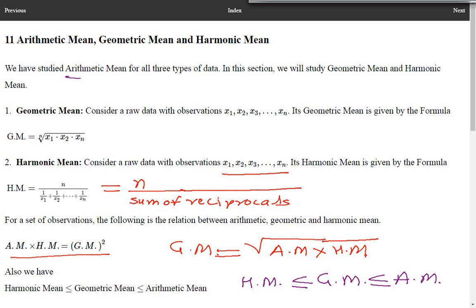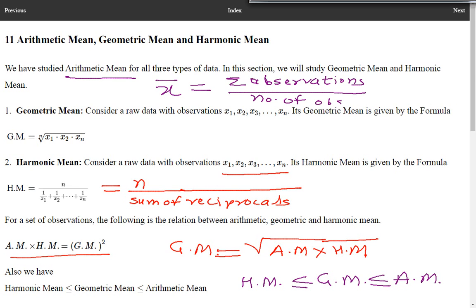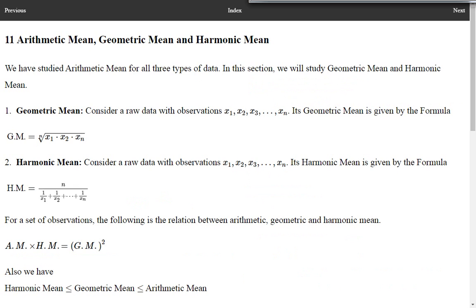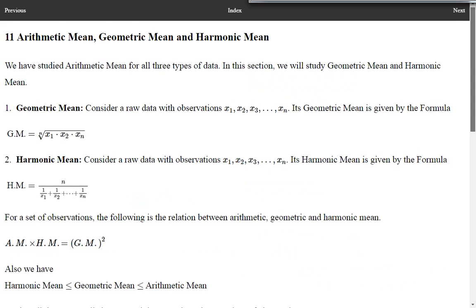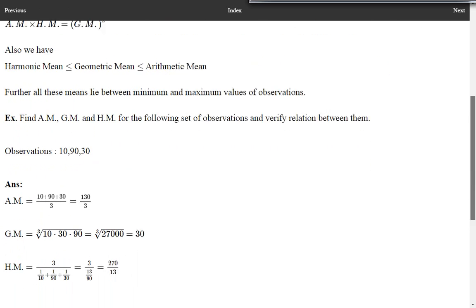Note that we have already studied arithmetic mean. How is arithmetic mean obtained? It is the sum of all observations divided by the number of observations. Okay, so that is arithmetic mean, geometric mean, and harmonic mean. Let us see some examples on them.